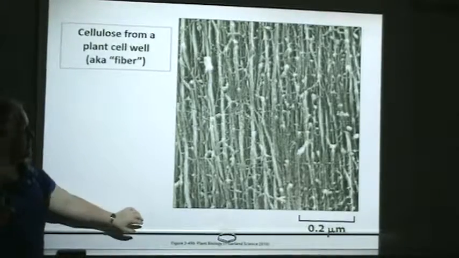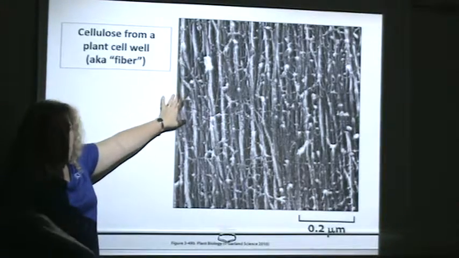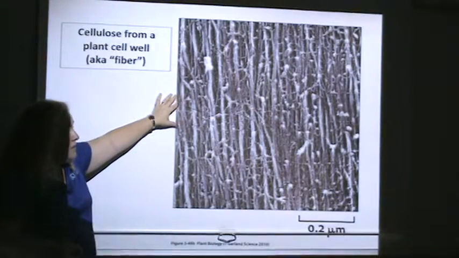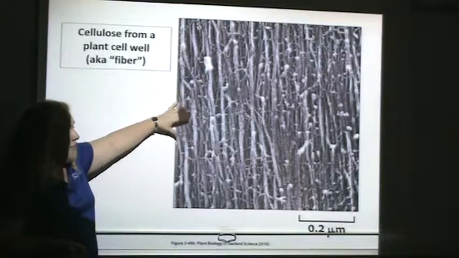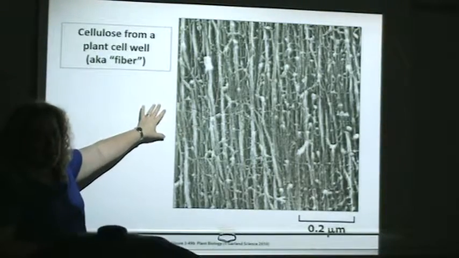Okay, so next time we're going to talk about how the wall is actually structured. So we looked at how it gets built. We're going to look at components, how the components are linked, and how a cell wall can stretch for plants next time.